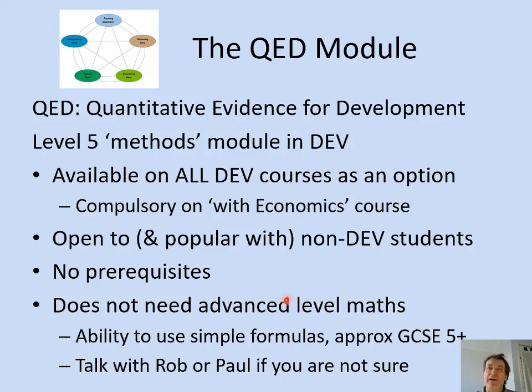It is, however, useful if you can at least use a simple formula. There are a few simple formulas we use for the tests. Substitute in the numbers, come up with a calculation, and see what the result is. Approximately speaking, it's more or less what used to be GCSE grade B-ish, or a good grade C, level 5 plus. It's not saying if you got level 4 you shouldn't do it, but it might develop a bit beyond that. If you're at all unsure about it, just send me an email or Paul an email, and say, what do you think, would this fit me or not?